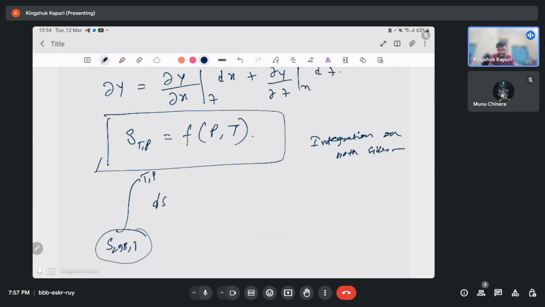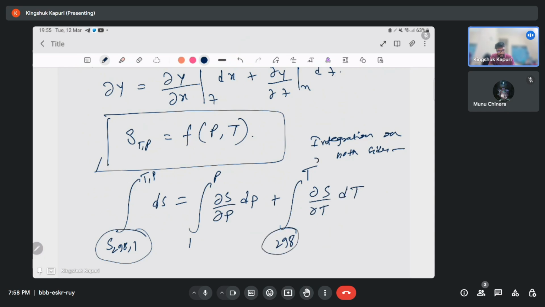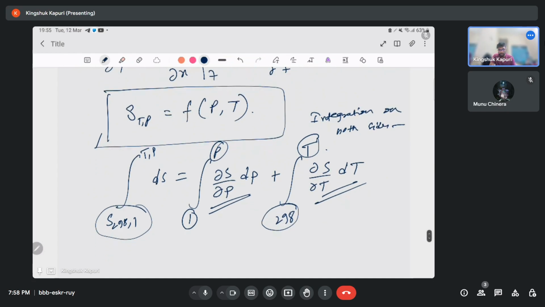and for an upper limit let us consider T and P at any unknown temperature and at any unknown pressure, right? So dS equals the integration of (∂S/∂P) dP from 1 to P, plus the integration from 298 to T of (∂S/∂T) dT, because our temperature ranges from 298 to T and the pressure from 1 to P. So it is satisfying the pressure and temperature conditions. So we can also mix these upper and lower limits as we do in mathematics.